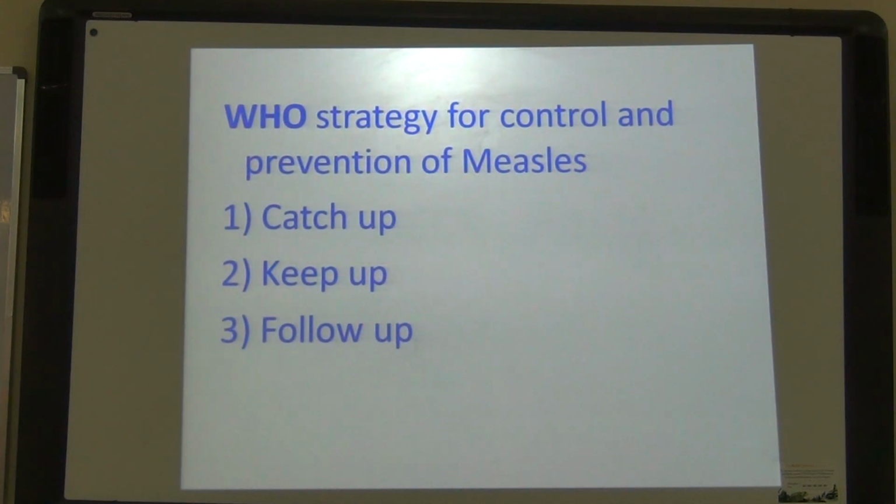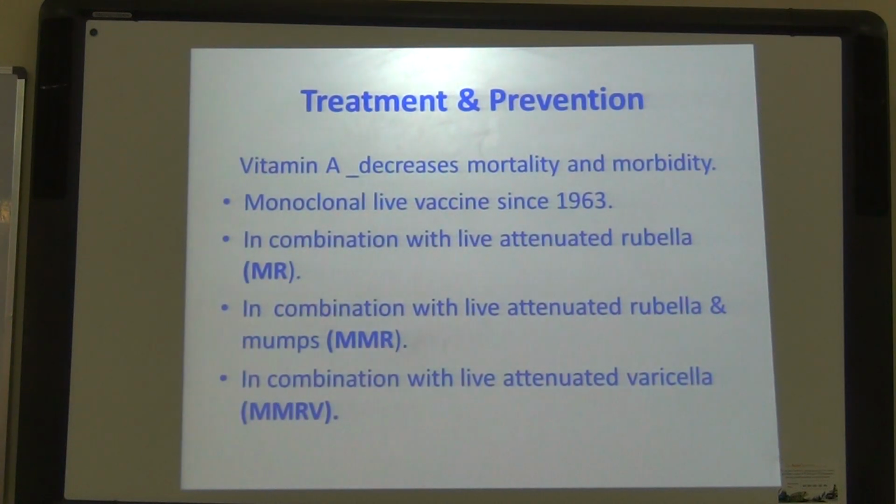So the WHO strategy for control and prevention of measles is catch up, keep up, and follow up. There is no antiviral treatment actually. Vitamin A is given to the malnourished or those who are deficient in vitamin A, and the prevention is a combination vaccine of measles, mumps, and rubella virus. This vaccine is live attenuated.